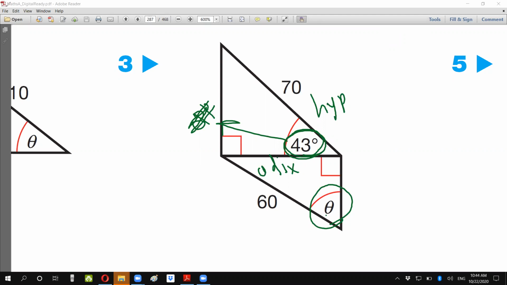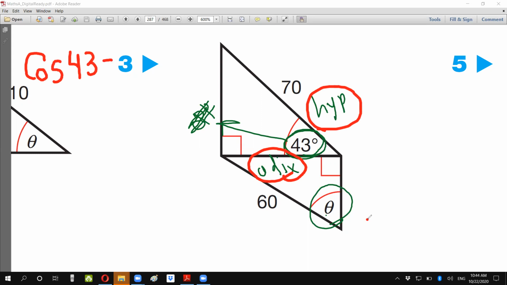Adjacent and hypotenuse. Which rule will you use? Cosine, yes. Cosine angle 43 is equal to adjacent x over hypotenuse 7.